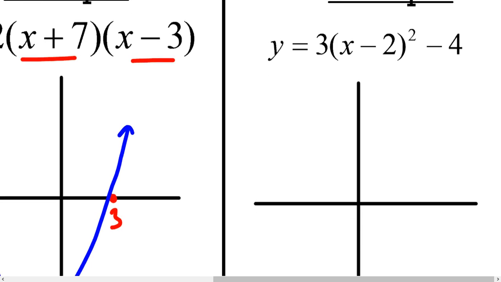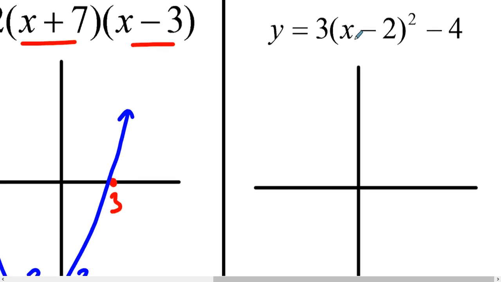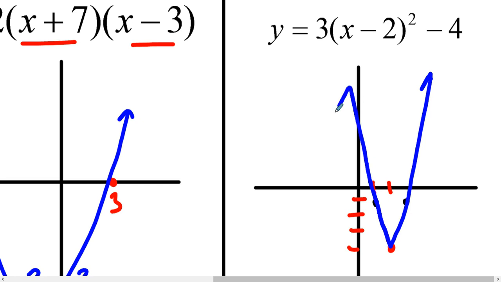If I look at this, I know that the vertex is going to be right 2 and down 4. So right 2 and down 1, 2, 3, 4. So it'll be something like here. I do know the graph opens upward, and it's going up 3 and right 1, up 3 and right 1. If I sketch the graph in, it's going to look something like that.